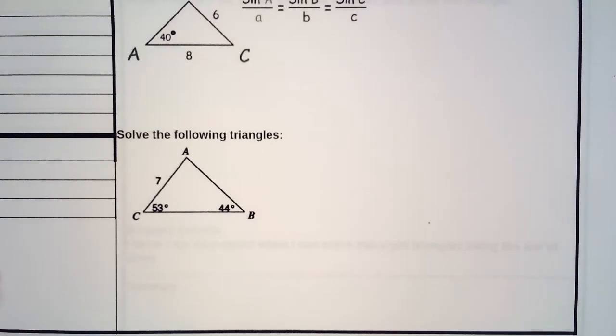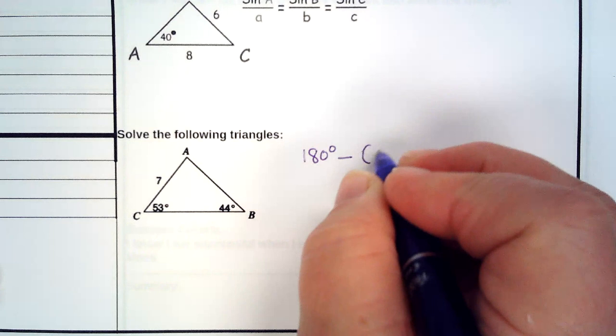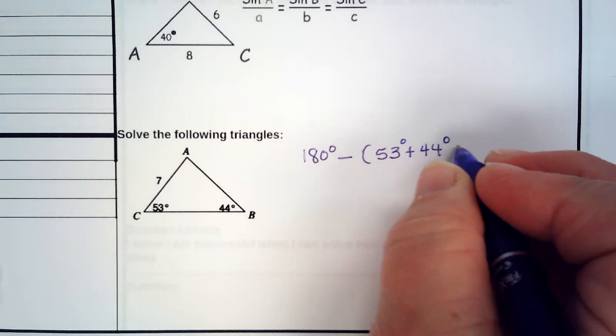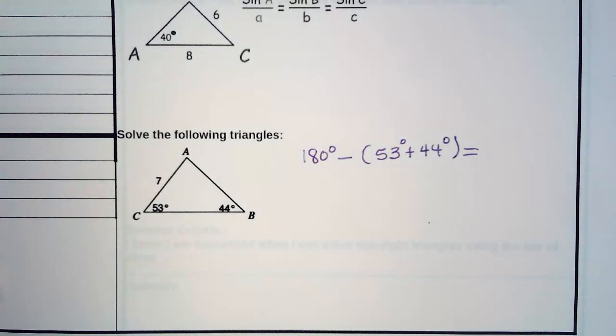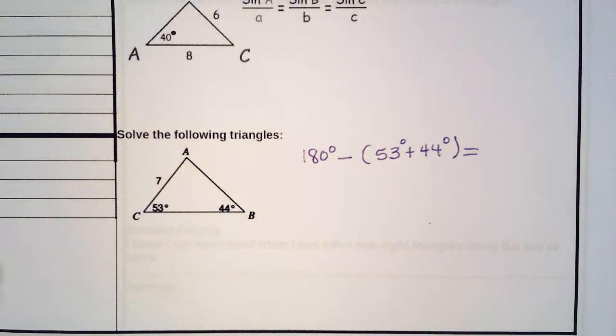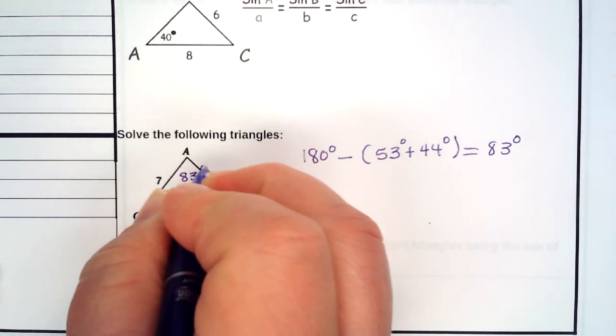We've got two of the three angles. What do we do to find that third angle? We will take 180 degrees minus 53 degrees plus 44 degrees. And that will give us what? 83 degrees. So this is 83 degrees.